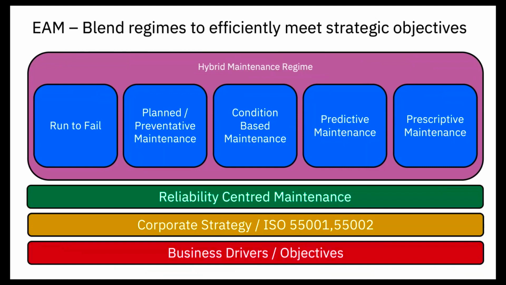Secondly, we have some corporate or industry standards such as ISO 55001, ISO 55002, and some regulated industries may have more standards and regulations for the maintenance of specific asset classes. So therefore, these would need to be considered during this decision process.